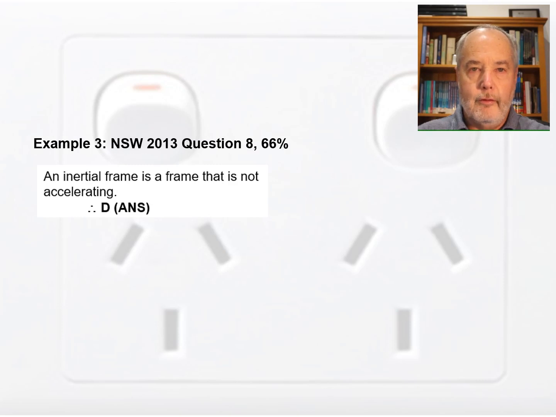This question has been asked in a variety of forms on quite a few papers. We are trying to get the idea that if you're travelling at a constant speed, but in circular motion, you're accelerating. An inertial frame is a frame that's not accelerating. The only one of these frames that's not accelerating is D.